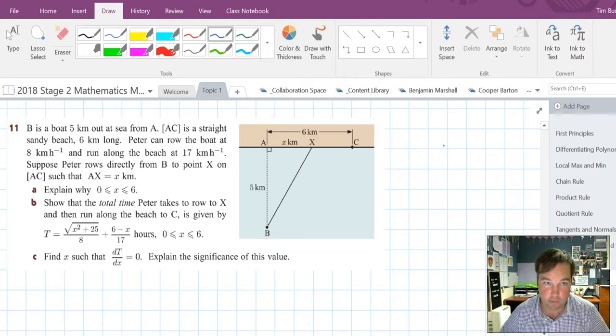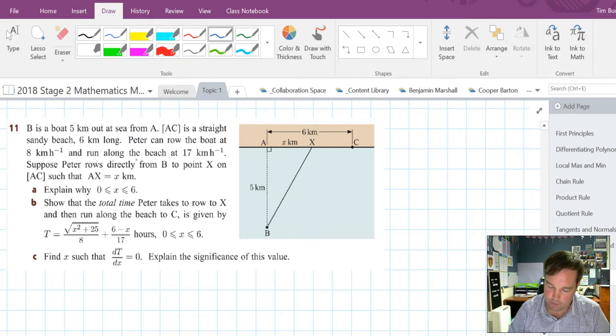Alright, here is a classic one from your textbook. Basically, there's a boat 5 kilometers out to sea. AC is a straight line to shore, which is 6 kilometers long. Peter can row a boat at 8 kilometers per hour and run along the beach at 17 kilometers per hour.